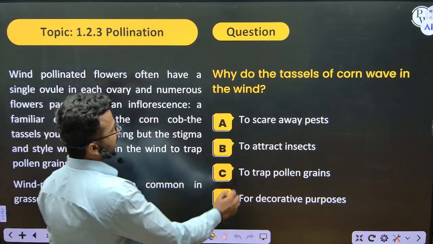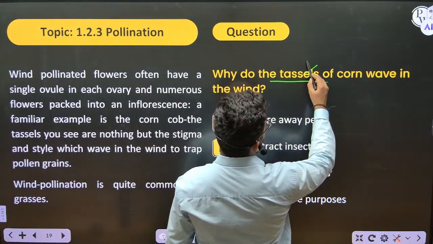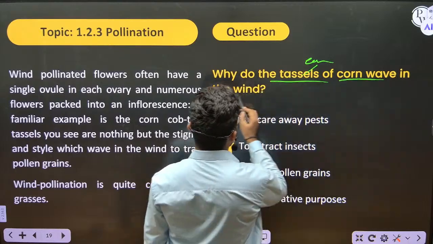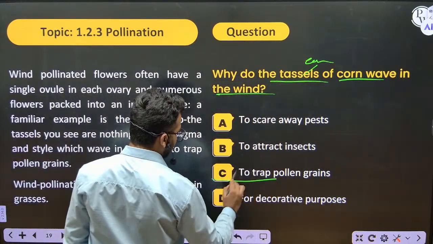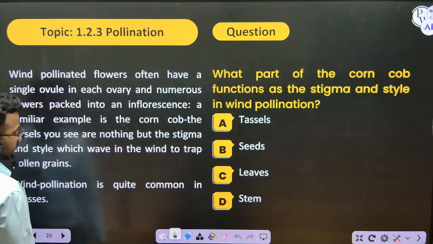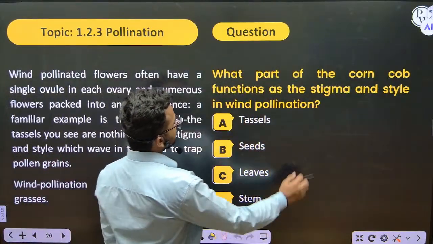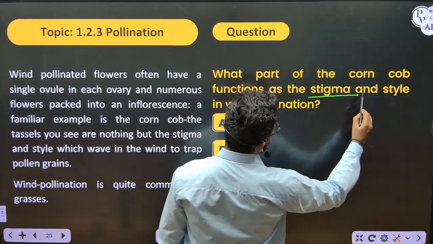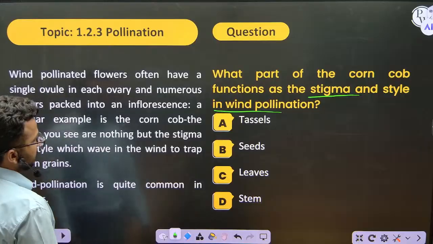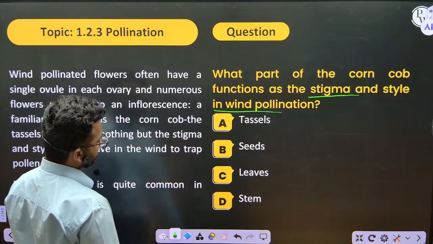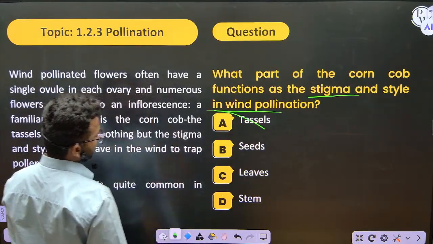So why do tassels, that is replaced now, ear of corn wave in wind? That is to trap the pollen grain. So what part of the corn cob functions as a stigma and style in the wind pollination? So that they have removed tassel words, but option A will be the answer.